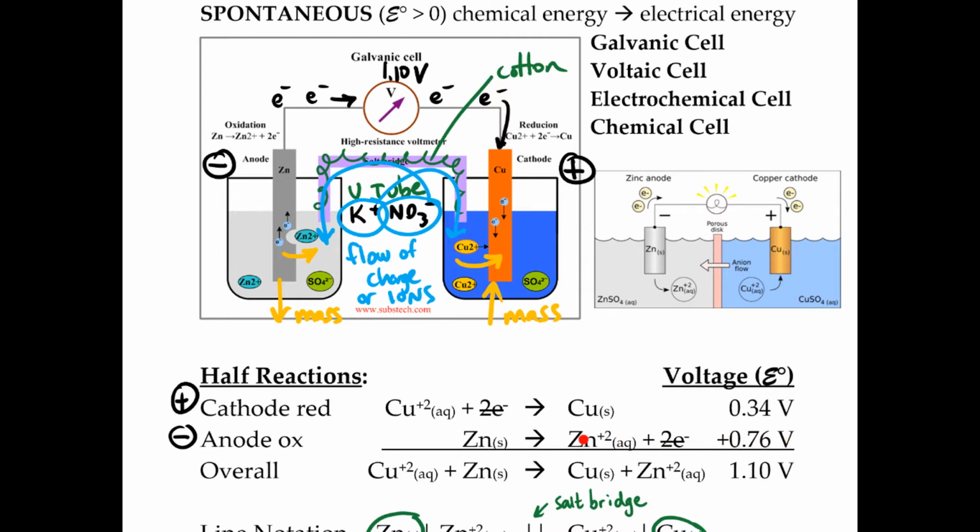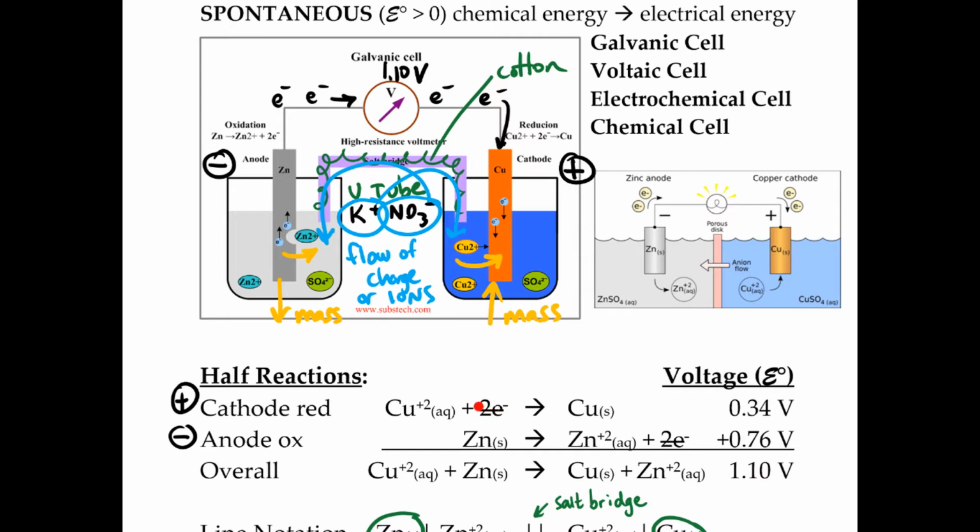So the easy way to remember it is to get a positive voltage. The one closer to the top of the paper stays the same, and the one lower down on the paper switches. You only switch the sign of that one, and so when you add these, you're going to get a positive overall number. The other thing you have to remember is that the electrons have to match.